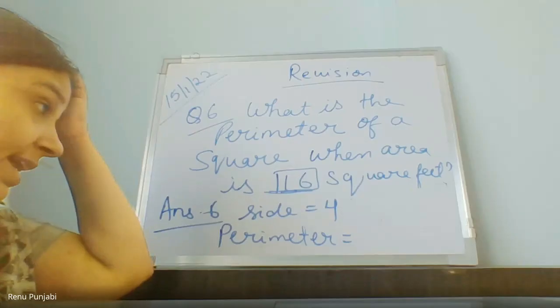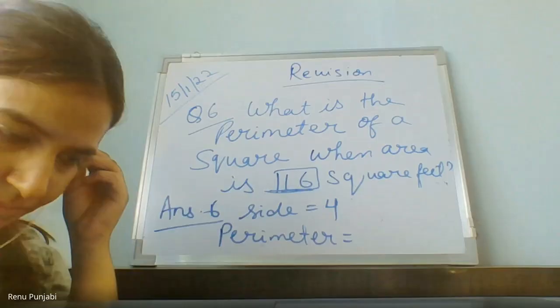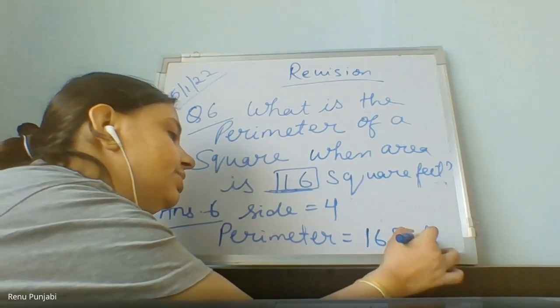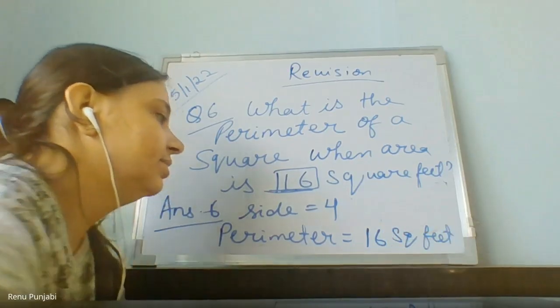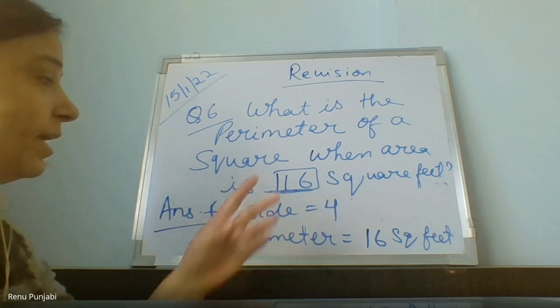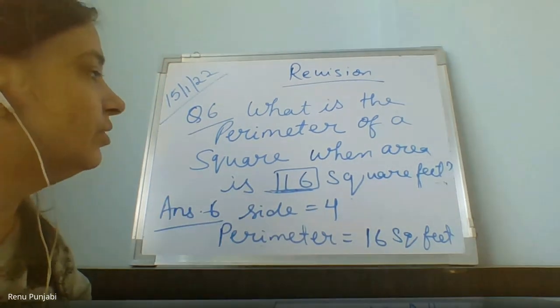One side is 4. The perimeter is 16 square feet. So here perimeter and area both have come the same. Yes or no?